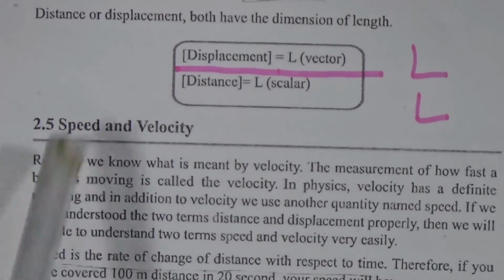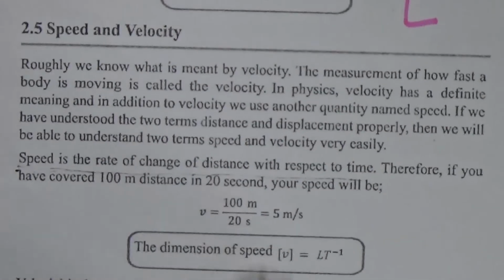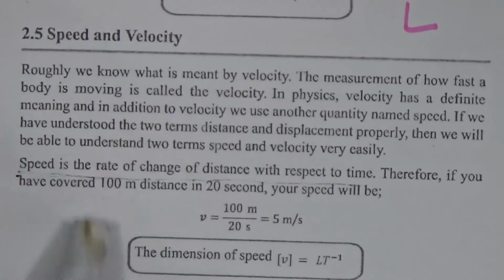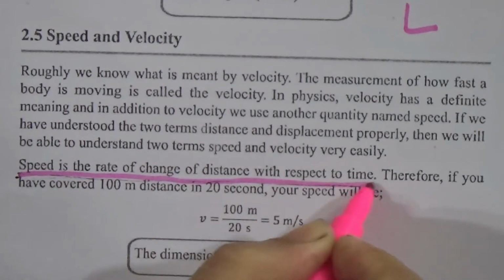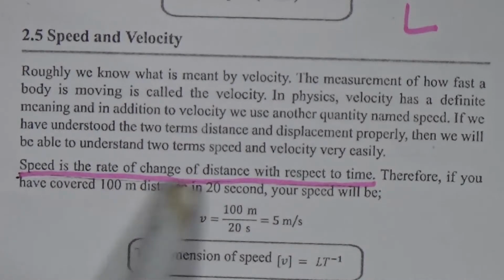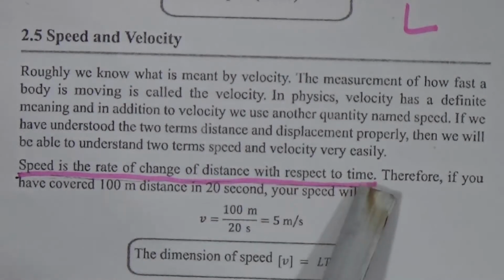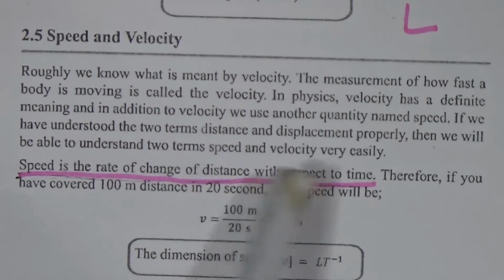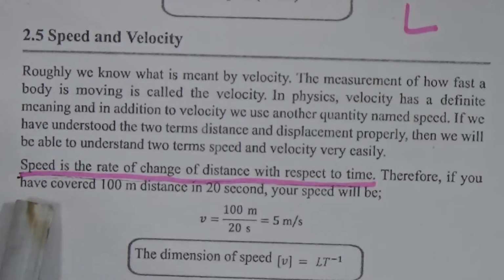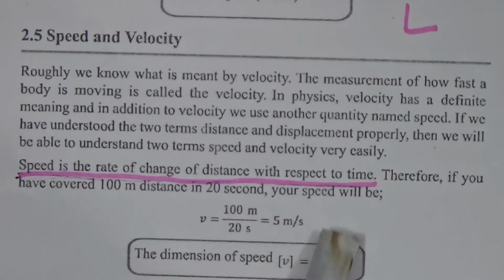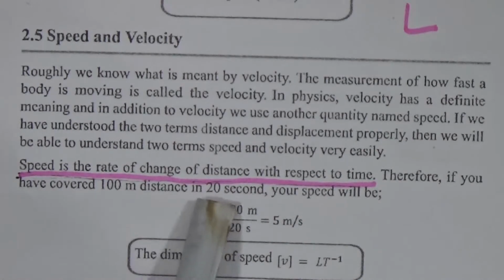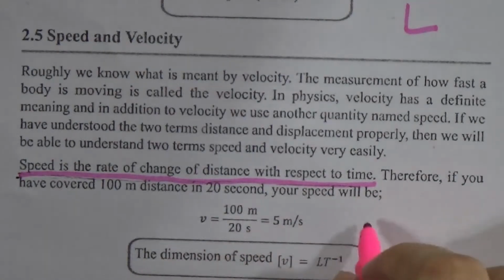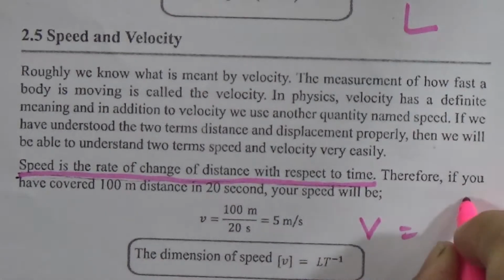Okay, now come to speed and velocity. Now we will learn what speed is and what velocity is. My dear students, this one is a very important question and answer also. What is called speed? Speed is the rate of change of distance with respect to time. Okay, the rate of change of distance with respect to time is called speed, and here is an example. If you have covered 100 meter distance in 20 seconds, your speed will be V. We denote the speed by V. V equals distance divided by time.